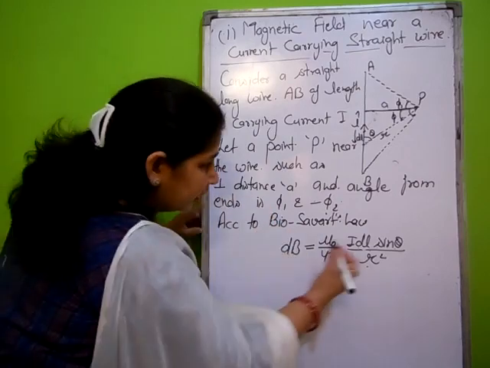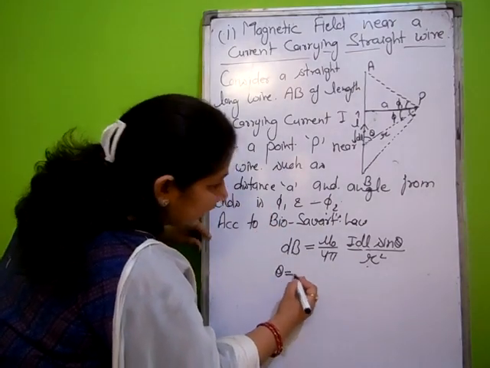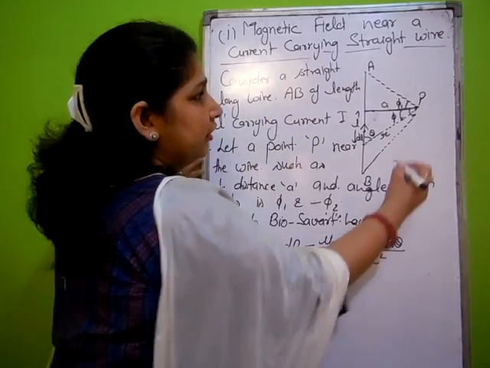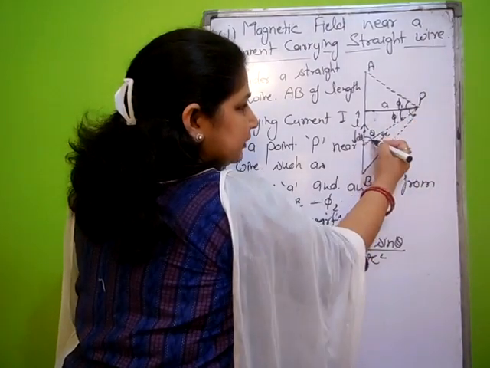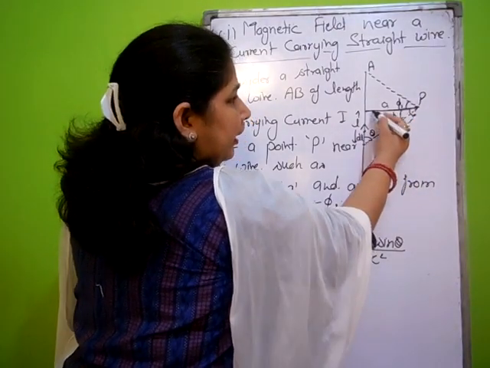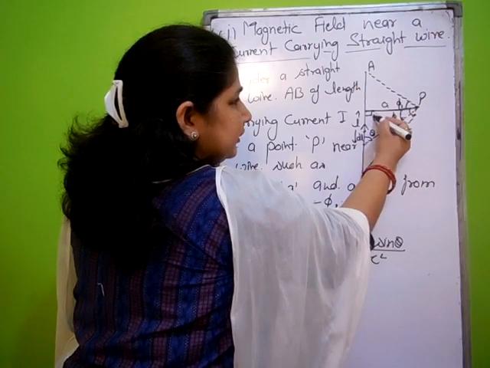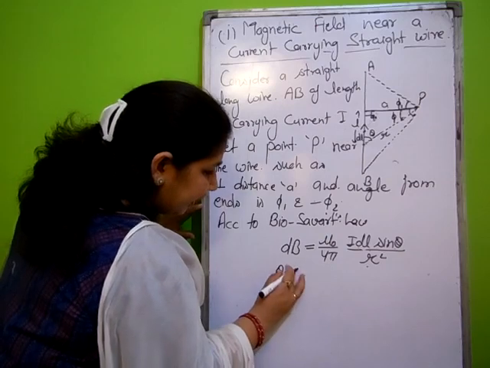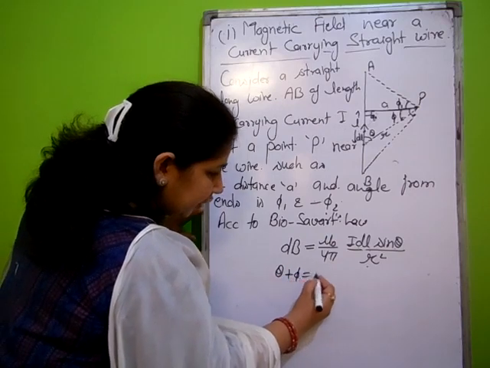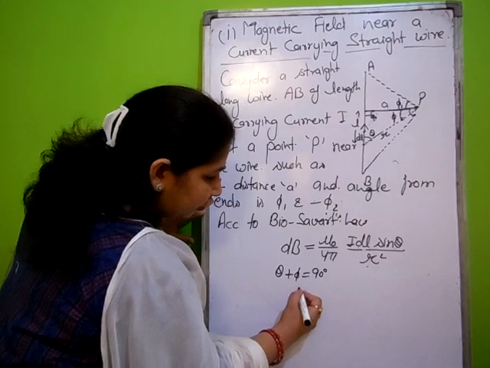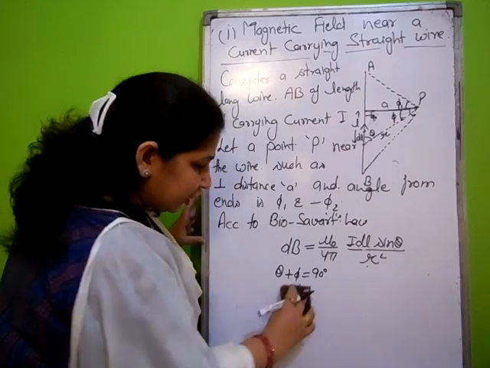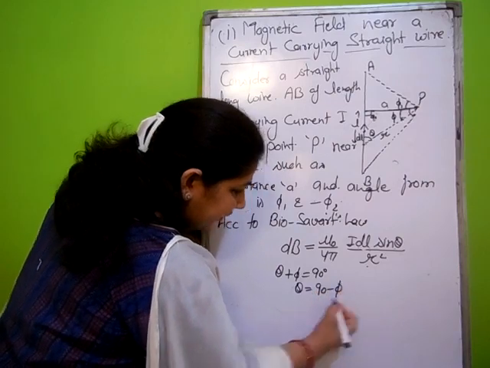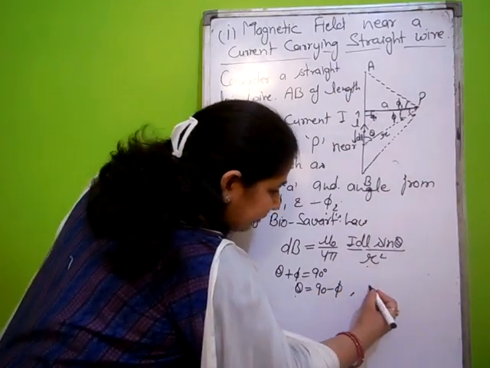Let's check. We have to change theta into the form of phi. Here this is phi, this is theta, and this is a 90-degree angle, as this is the perpendicular distance. Then theta plus phi is equal to 90 degrees, and we have to change theta in terms of phi. Then we will write theta is equal to 90 minus phi.